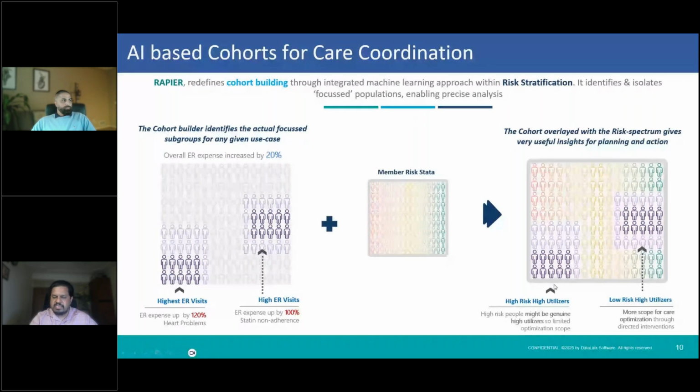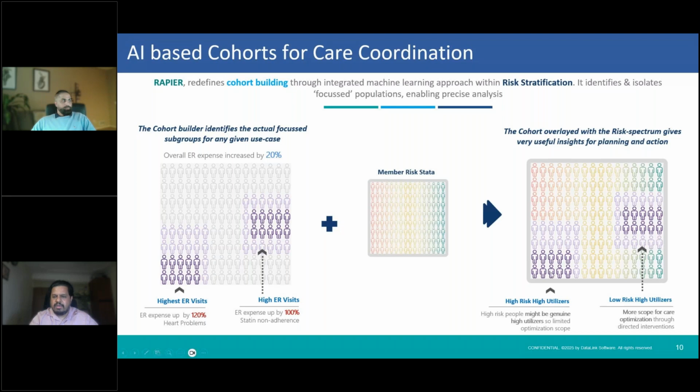So these are low risk, high utilizers, which gives us the insight that there is a higher scope of improvement here. We can improve, and it not just stops at that, because it told us that most of these are statin non-adherent people. So we have a direct intervention strategy where we can directly go to these people, have them do more provider visits, have them be adherent on their medications, and we can avoid these ER visits.